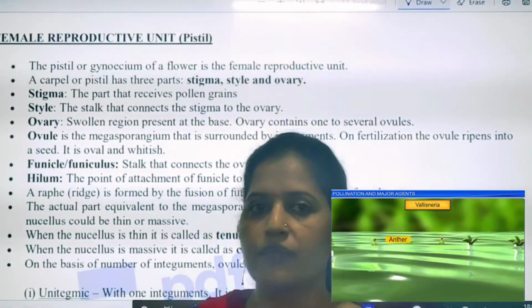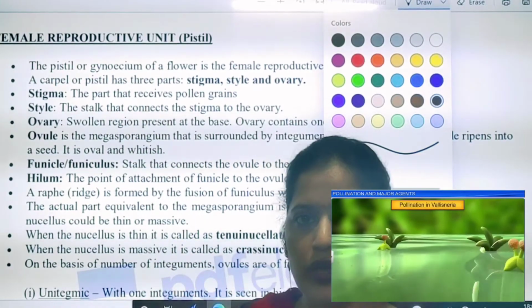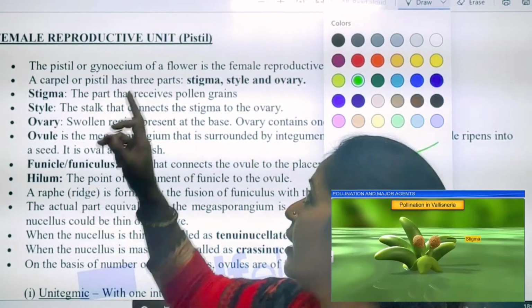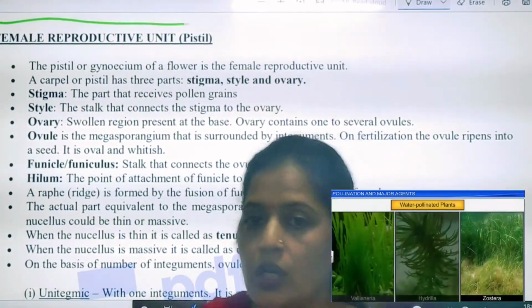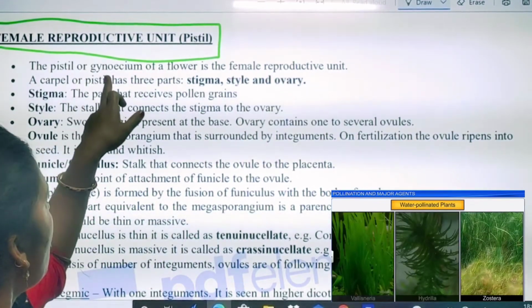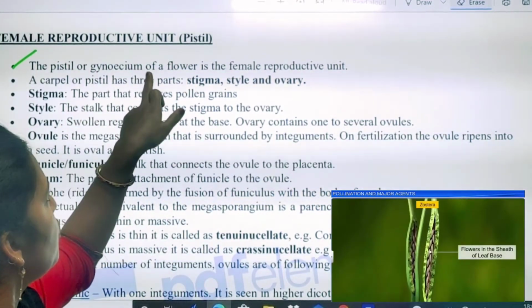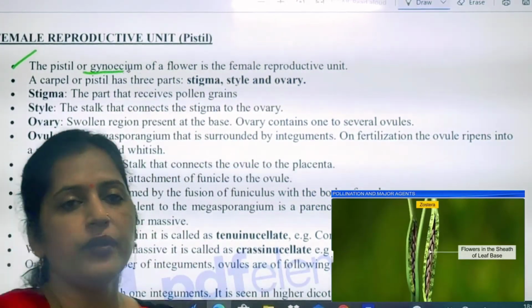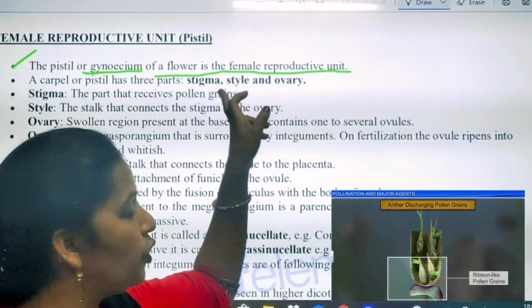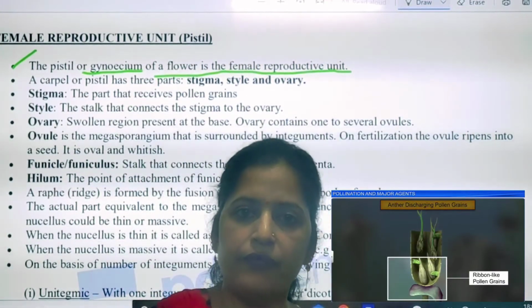topic of this chapter after the development of the male gametophyte, that is the female reproductive unit, and the important female reproductive unit in case of the flowering plant, that is the pistil. So let us know about this female reproductive unit. The pistil or the gynoecium, pistil is also known as gynoecium. The pistil or the gynoecium of a flower is the female reproductive unit. That means pistil or gynoecium, it is known as the female reproductive unit of the flower.